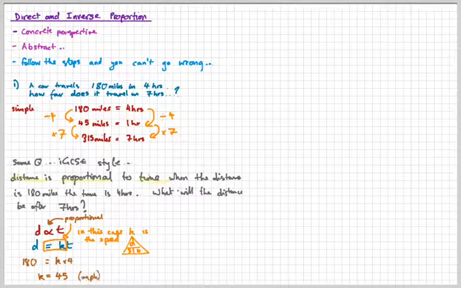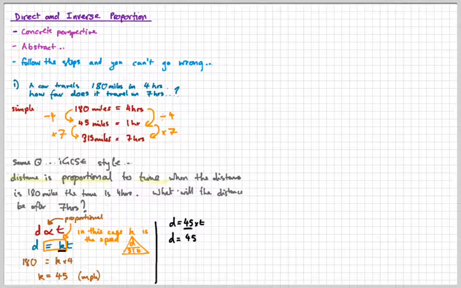Next, we can say that distance is equal to 45 times T, because we now know that K is 45. What will the distance be after 7 hours? Well, that's just going to be 45 times 7, which in this case is 315 miles. Perhaps this was overkill on this particular question, but if you can follow this rigorous step-by-step process, then it makes more abstract questions far easier to approach.